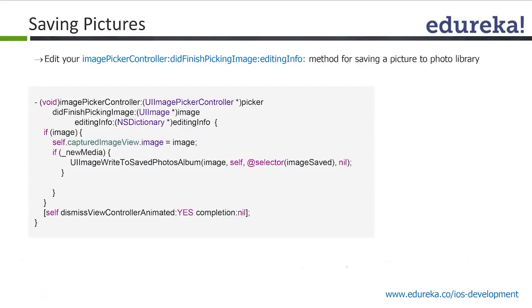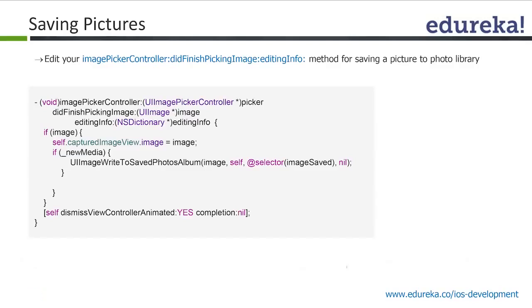Then you have to save it either to your local database or to your images album. The simplest way is to store it in your photo album, so that will give you a unique identifier for that media, and you can store that media type in your application. So now, how do you save any image to your photos album? You have a method called UIImageWriteToSavedPhotosAlbum.